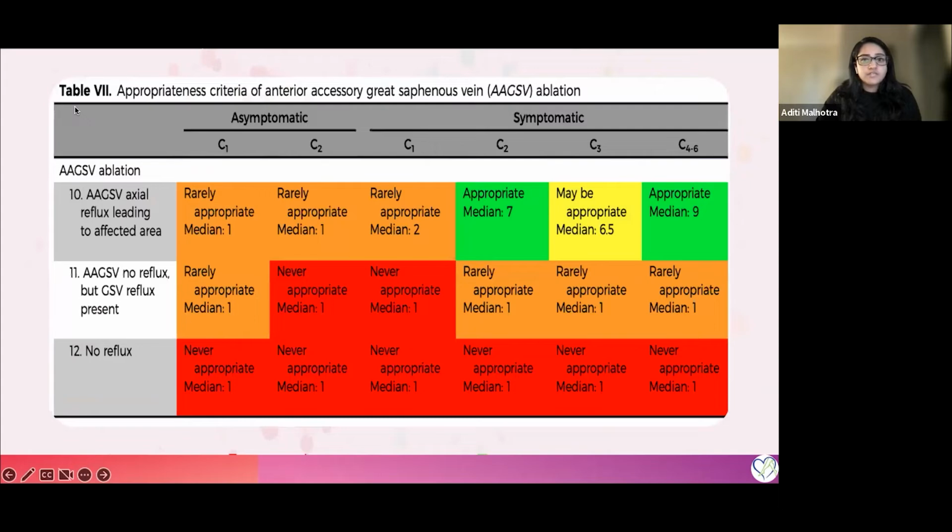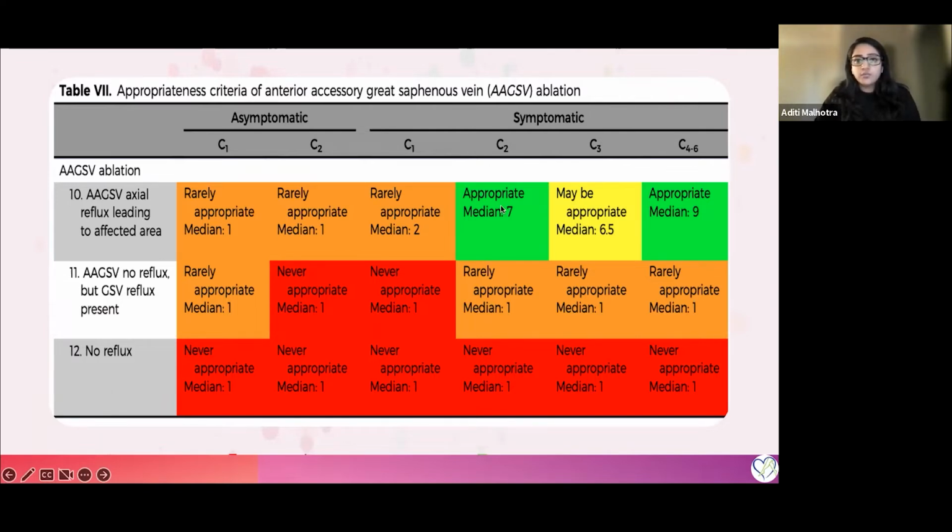So here on this table, you can see that the left side has asymptomatic disease, the right side has symptomatic disease. And then if you look at this column here, 10, 11, and 12, it's talking about whether the AASV has reflux, whether it doesn't have reflux but there is GSV reflux, versus there's no reflux noted at all.